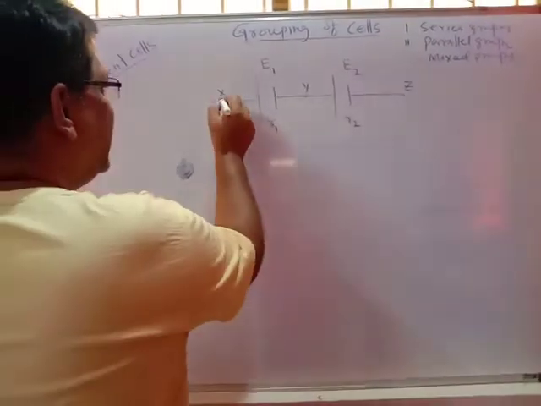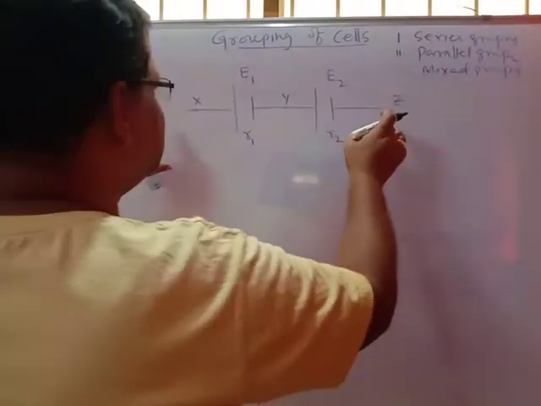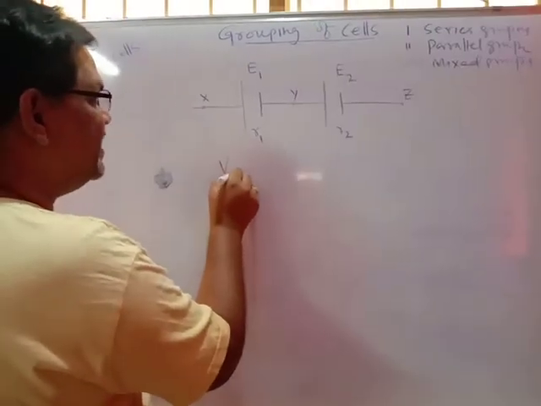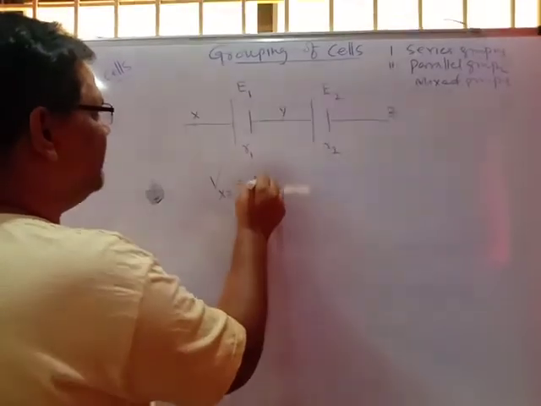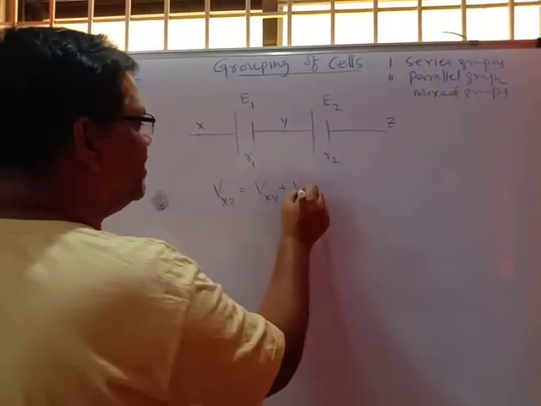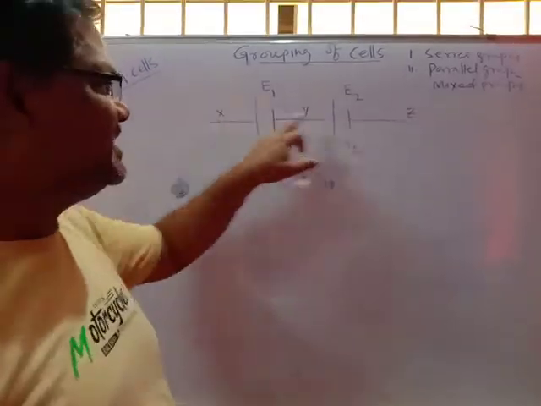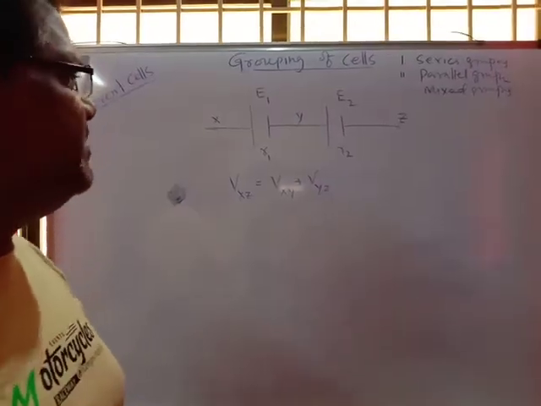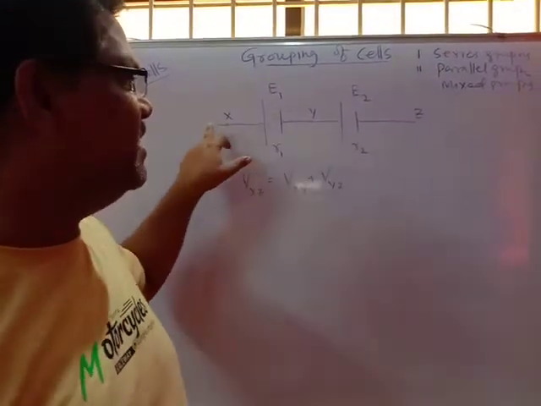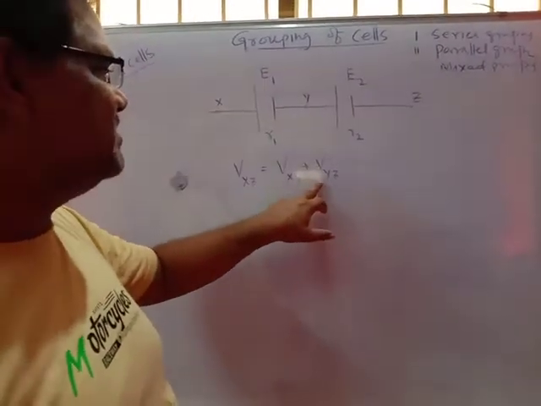So X and Y are two points here, and Y and Z are the other two points. What will be the potential difference between X and Y? The PD between X and Z will equal the potential difference between X and Y plus the potential difference between Y and Z. That is the PD between points X and Z, the terminal PD. We are talking about the terminal PD between X and Z, that is the net potential difference across the grouping of different cells, that is Vxy plus Vyz.